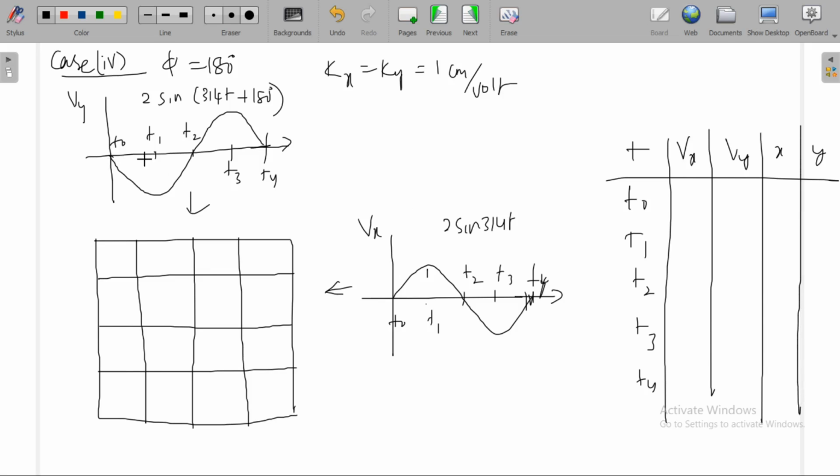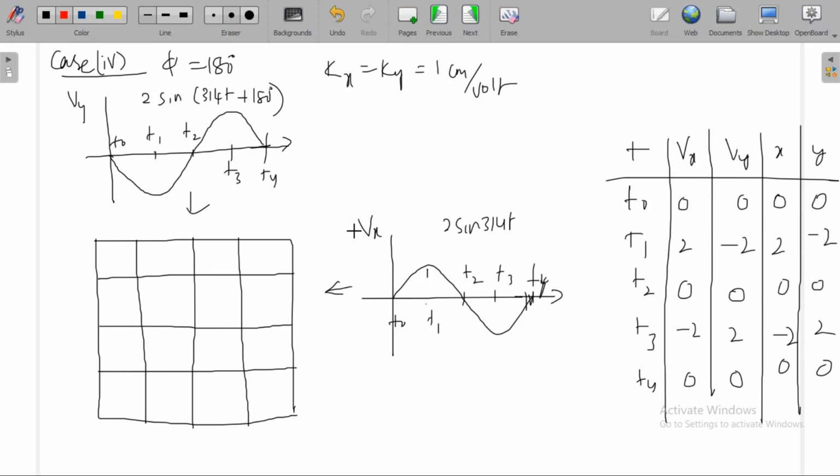At T naught, Vx is 0. At T1 it is 2, at T2 it is 0, at T3 it is minus 2, at T4 it is 0. What about Vy? At T naught it is 0. At T1 it is minus 2. At T2 it is 0. At T3 it is plus 2. At T4 it is 0. Anyhow, kx is equal to 1.